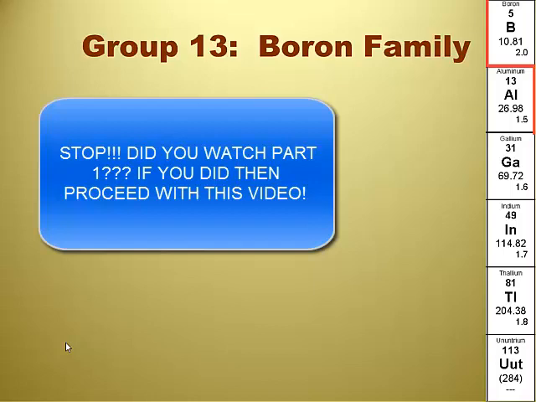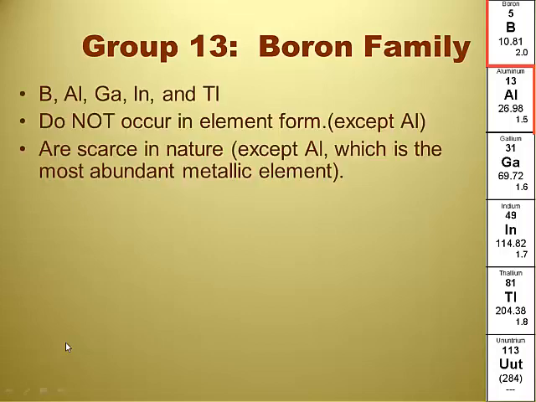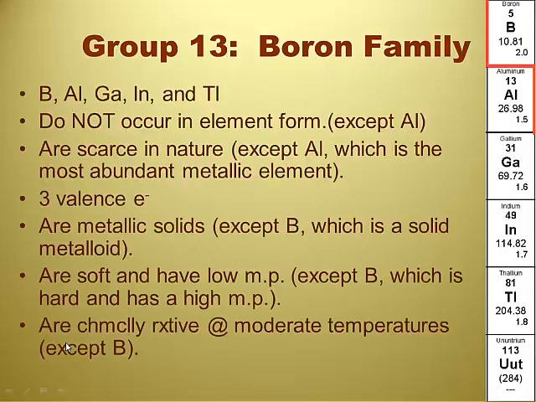All right. So group number 13, the boron family. Group 13, or family 13, again, those terms are interchangeable. Boron, aluminum, gallium, indium, and thallium. They do not occur in element form, except for aluminum, which is aluminum foil. They are scarce in nature, except for aluminum, which is the most abundant metallic element. That seems to be an exception.